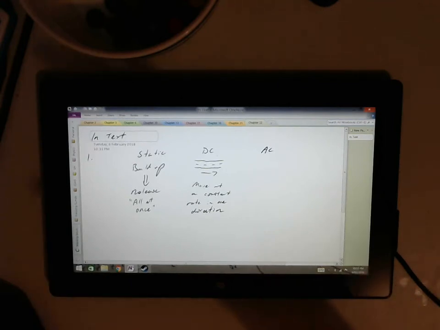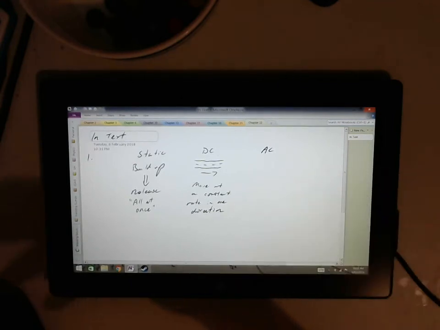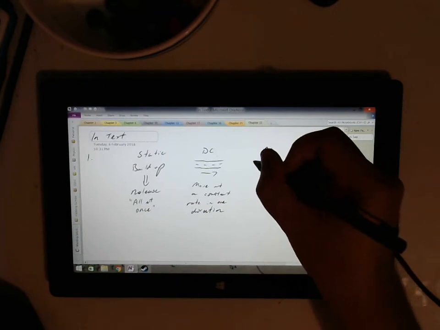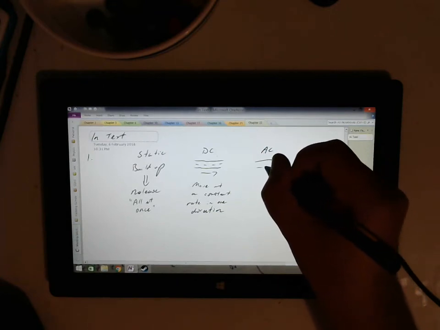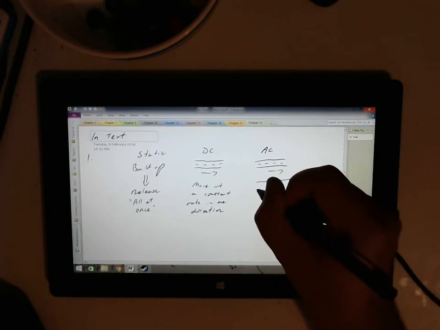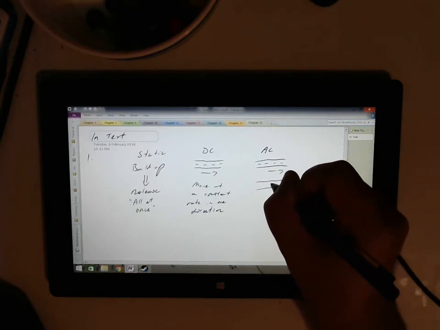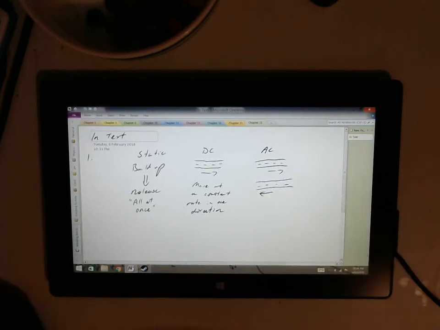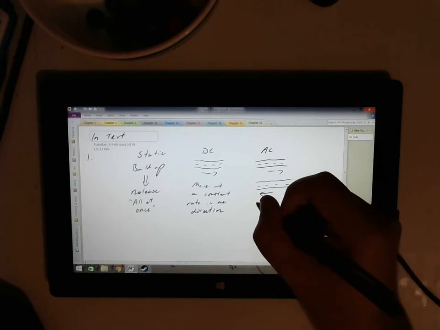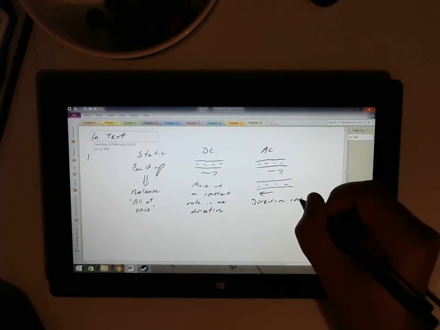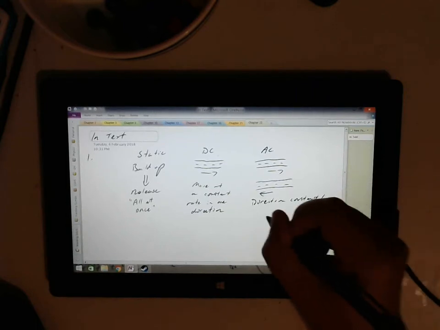AC, I've talked about a little bit. Remember, AC in this case, as the question says, stands for alternating current. So that means that the current is going to alternate, it's going to change direction all the time. So in the first second, it might go that way, and then in the second, it would turn around and go that way. And it just keeps going forwards and back, forwards and back, forwards and back. And so the direction constantly changes.